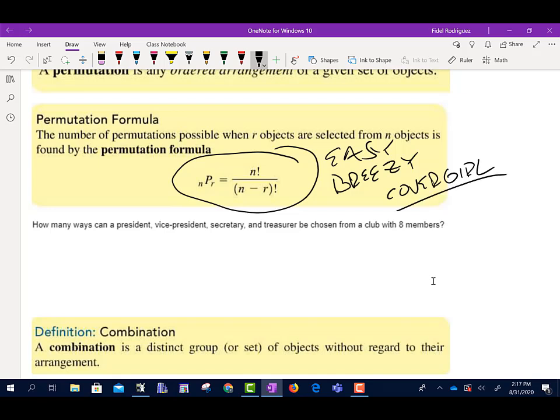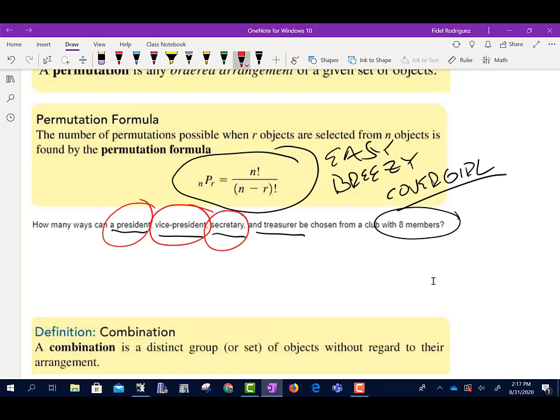So it says, in how many ways can a president, vice president, secretary, and treasurer be chosen from a club with 8 members? Okay, so the one thing that I want to mention about permutations, the order is important. What this means is that the first person that's chosen is going to be the president. The second person that's chosen will be vice president. The third one will be secretary, and the fourth one will be treasurer. And in that particular order.